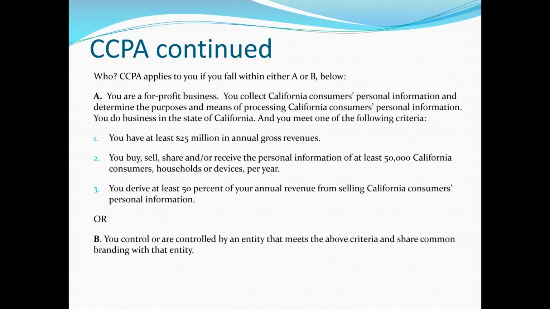So in our case, we're receiving that information from our customers. Three, you derive at least 50% of your annual revenue from selling California consumers' information. Now keep in mind, you only have to meet one of those three portions, not all three. And then finally, if you don't fall in A, you might fall into B. And B is you control or are controlled by an entity that meets the above criteria and shares common branding with that entity.